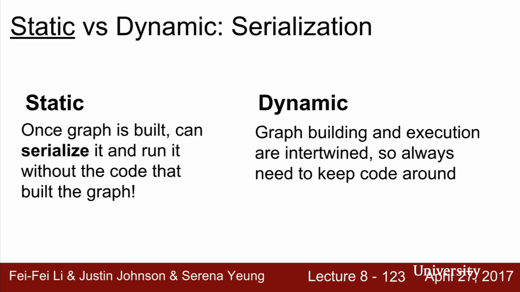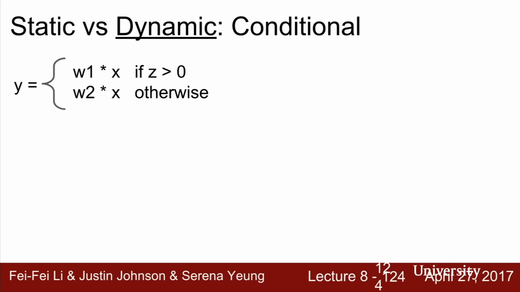Whereas with a dynamic graph, because we're interleaving these processes of graph building and graph execution, you need the original code at all times if you want to reuse that model in the future. On the other hand, some advantages for dynamic graphs are that it just makes your code a lot cleaner and a lot easier in a lot of scenarios.